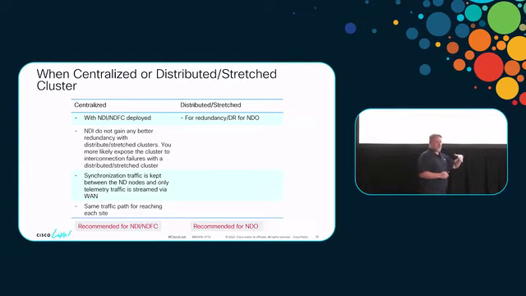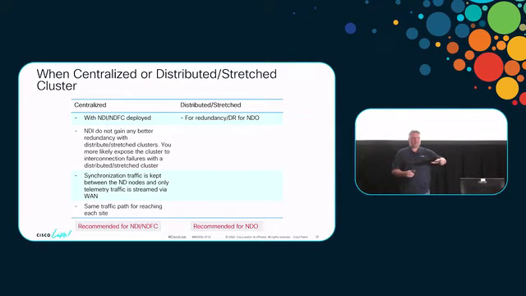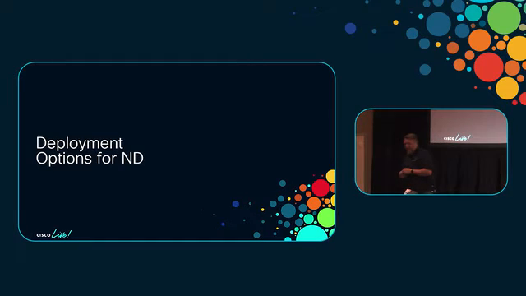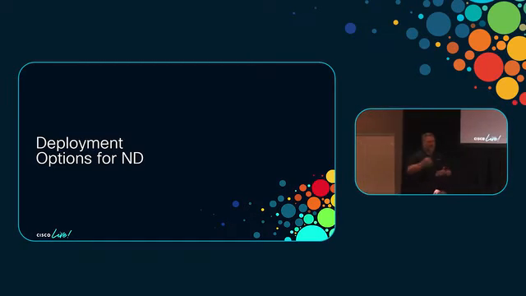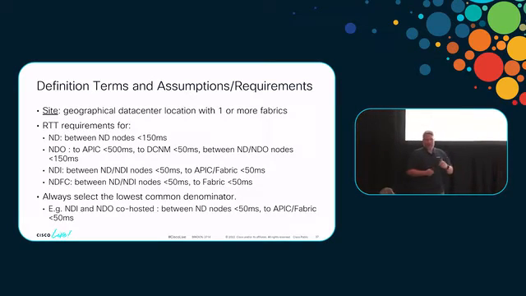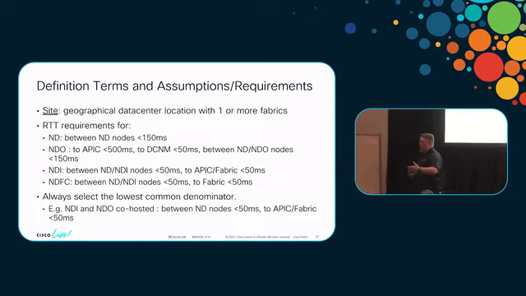Before I go into deeper detail on that one, are there any questions on this so far? Perfect. So let's have a look at the deployment options for the ND. When I use this application or that application, what kind of deployments can I do? Before we get a little bit more into that in detail, let's define what a site is. A site is a geographical location which can have one or more fabrics associated with it.